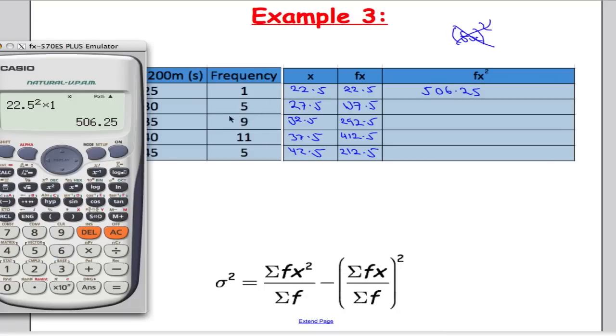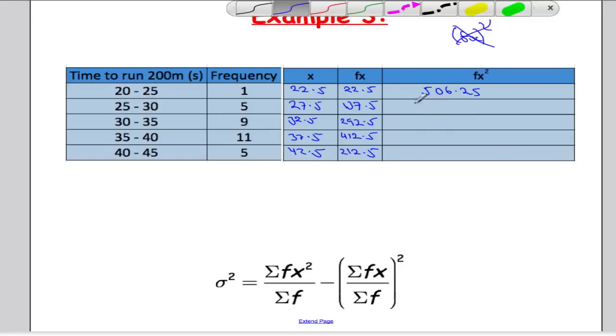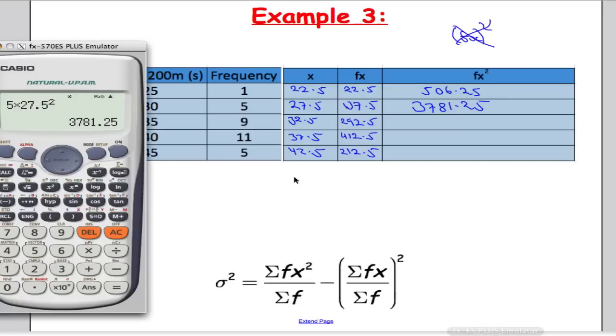27.5 squared times 5, or 5 times 27.5 squared if you like, is 3781.25. Next we do 32.5 squared times 9, which is 9506.25.